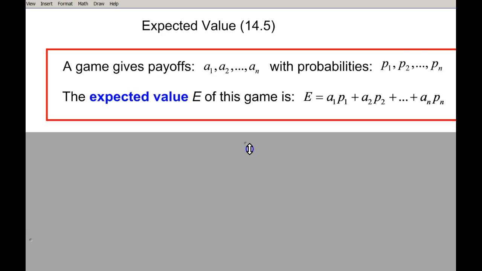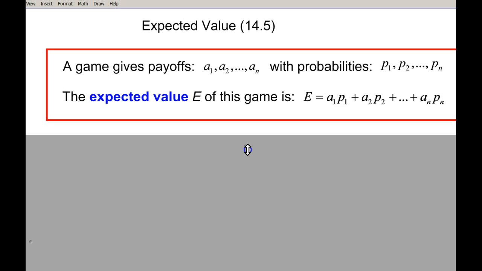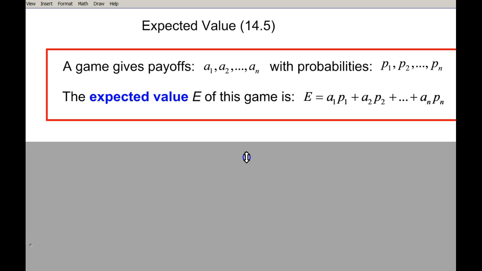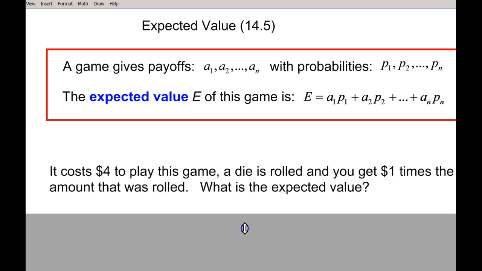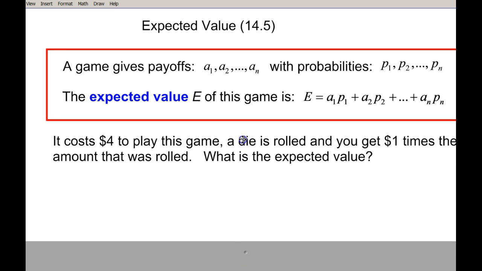This lesson is on expected value. Here's the formula for expected value. We use some notation here where A is the payout or payoff and P is the probability. Let's look at an example here, and I think it'll help us set up a problem and solve it.